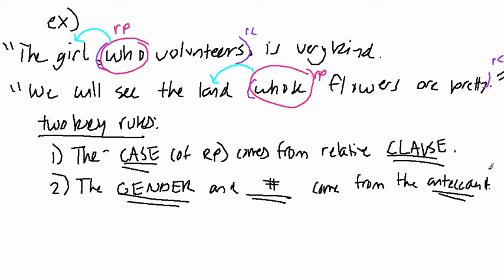So basically, what that means for the sentence I just gave you is that the relative pronoun would be feminine singular in this sentence because the antecedent is land. So this would be feminine. It would be singular because land is feminine singular as well. But the relative pronoun would be genitive because the clause is genitive because it shows possession. If it helps you understand better, you can make the sentence, we will see the land of whom the flowers are beautiful, if that helps you make more sense of it.